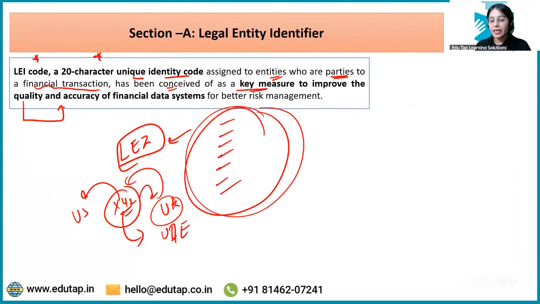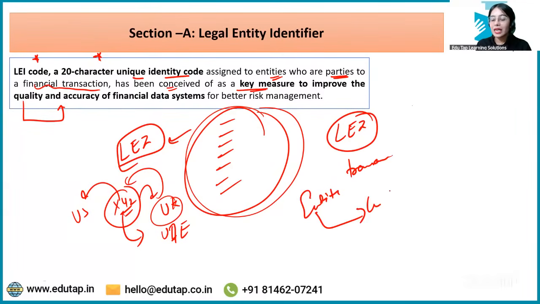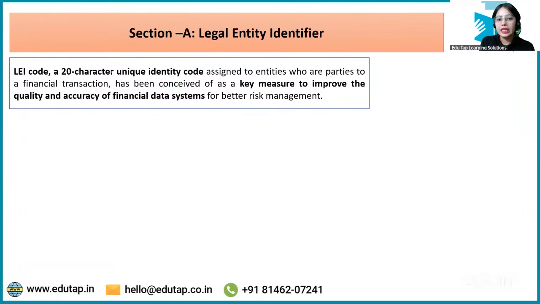That should not happen, right? That's why through the LEI, the transactions that an entity is doing are recorded at the global level and at the country level also. So this LEI becomes very important. One LEI for one entity, like your one Aadhaar number for one person, okay? That's why it is said, it is a unique identity code.